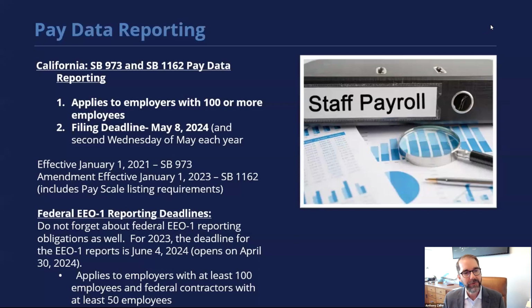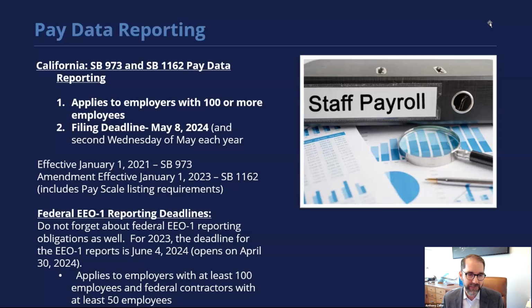So it really applies to employers with 100 or more employees. And as we've mentioned here on this slide, the filing deadline is May 8th, 2024. So we're coming up quickly on the deadline. And as a reminder on the slide, I put the federal EEO-1 reporting deadline. Don't forget about that. This year, it's June 4th to have your federal EEO-1 report submitted as well.